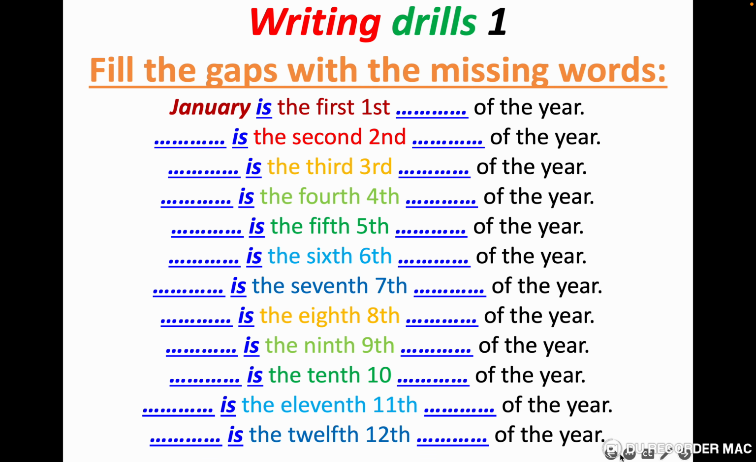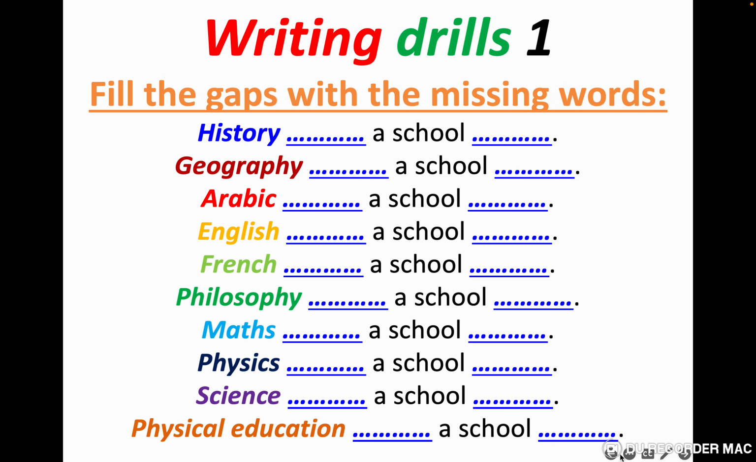Let's go to the next slide. So here we have history, verb to be, a school what? A school what? So geography, a school what? Arabic, English, French, philosophy, maths, physics, science, physical education. So you know just the verb to be in the singular form and the name of these things. Or history, geography, what do we call them in English? Let's go to the next slide.